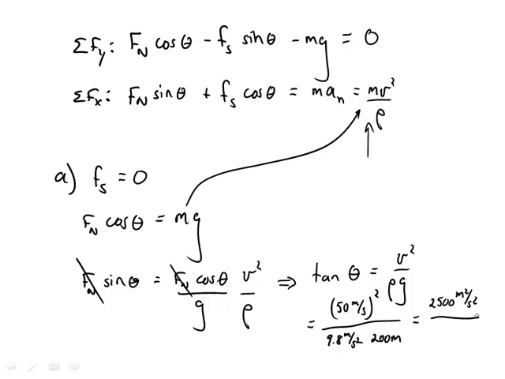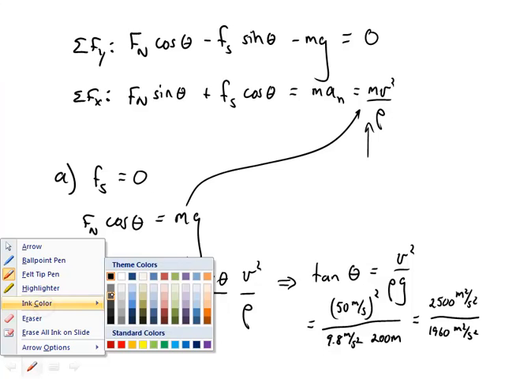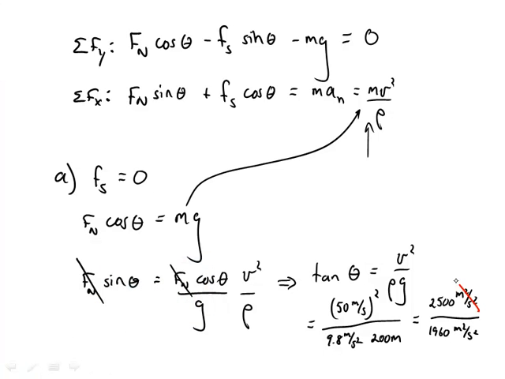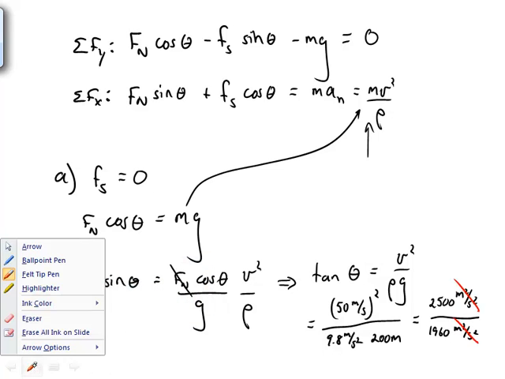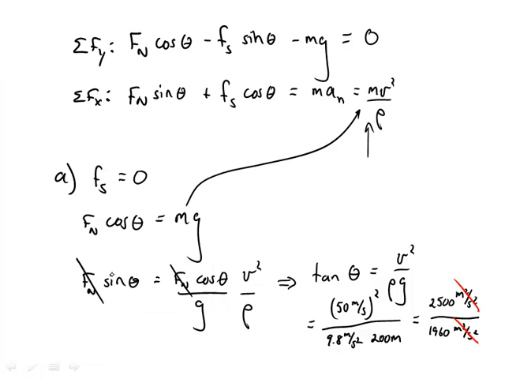Divide that by 9.8 times 200, 1960 meters squared per second squared. My units cancel, which is good, right? Because the tangent of theta should not have any units. So my units have canceled out there.